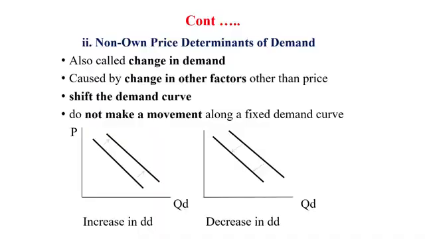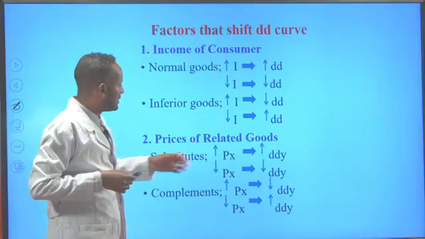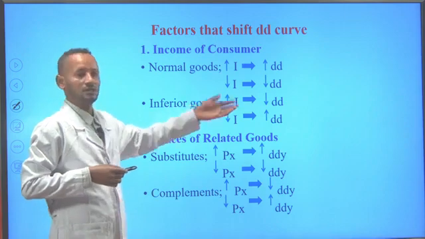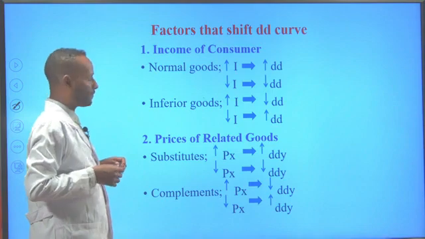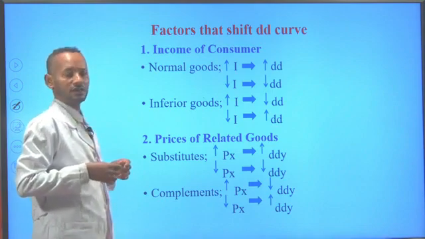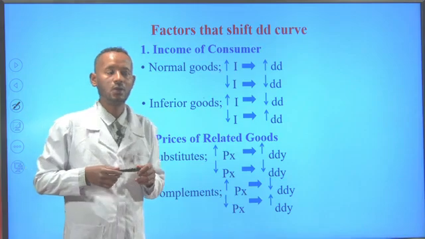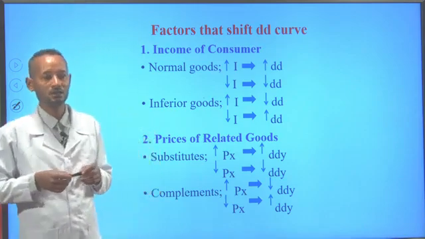Inferior goods are those goods whose income effect is negative. That means as the income of a consumer increases, the demand for inferior goods will decline, and as the income of a consumer declines, the demand for inferior goods will increase. So there is an inverse relationship between the changes in the income of consumers and the demand for inferior goods. Now let's see the price of related goods. In terms of price of related goods, we are going to classify goods into two called substitutes and complements.